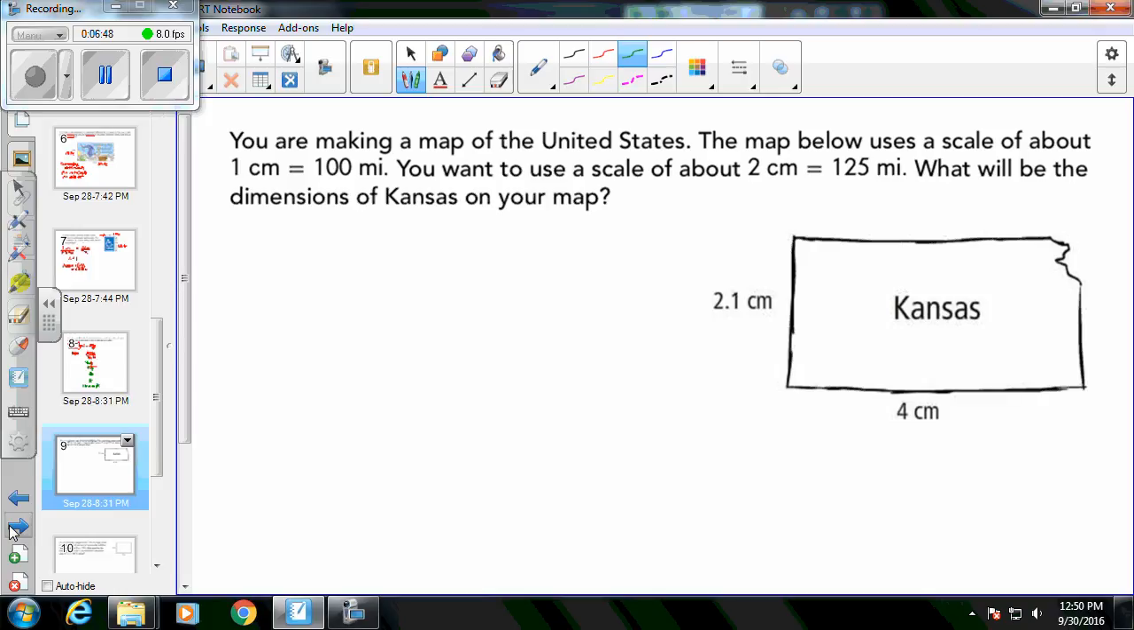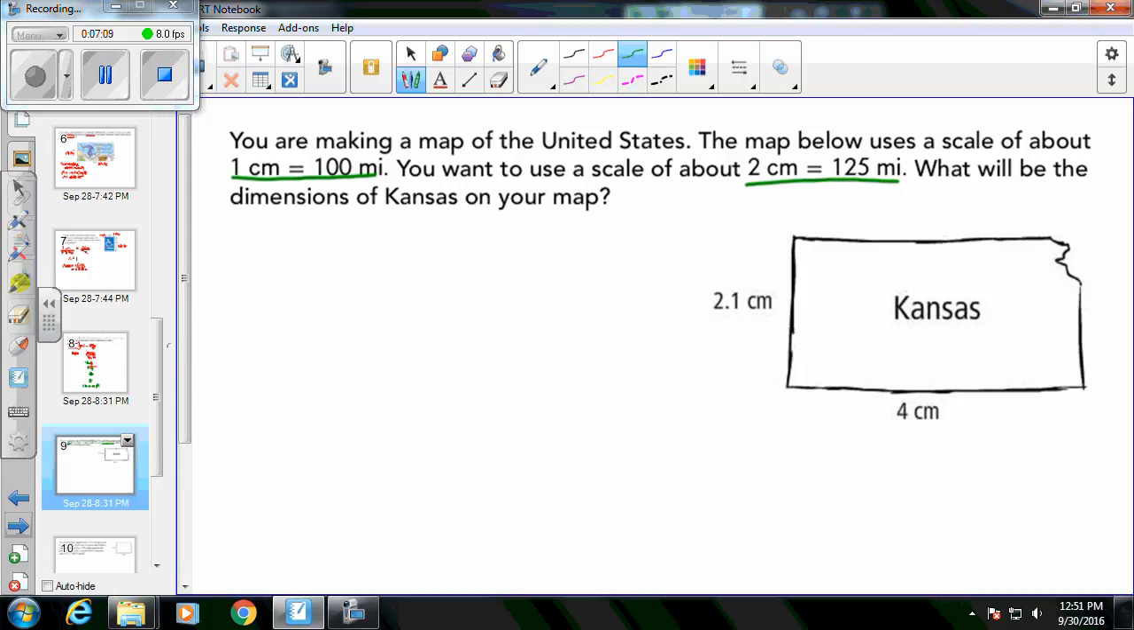For the next one, we're making a map of the United States. The map below uses a scale of about 1 centimeter equals 100 miles. Okay? We want to use this for a scale. We want to change our map. So what will the dimensions of Kansas be on our map? The first thing we need to do is find the actual dimensions of Kansas.